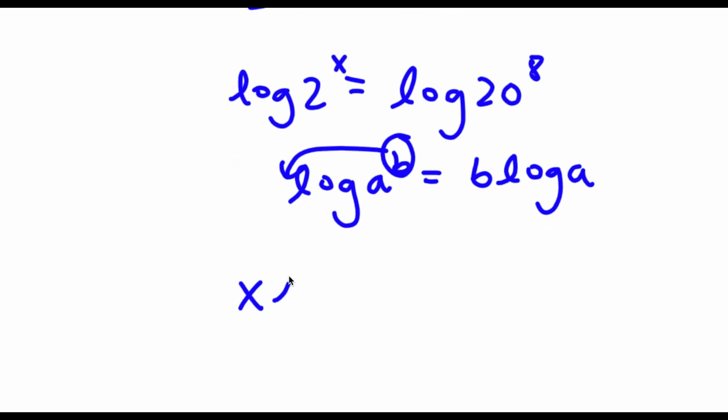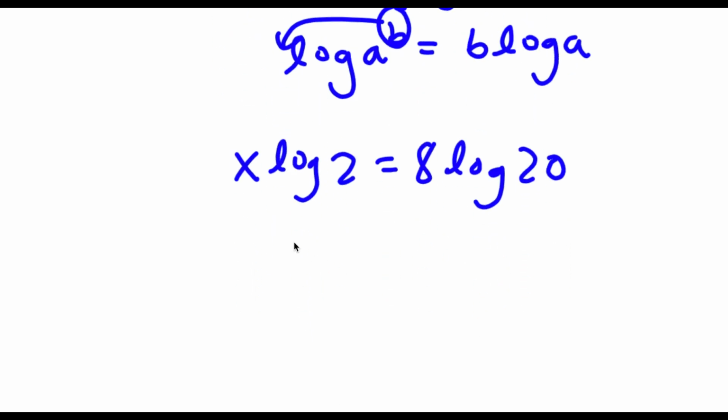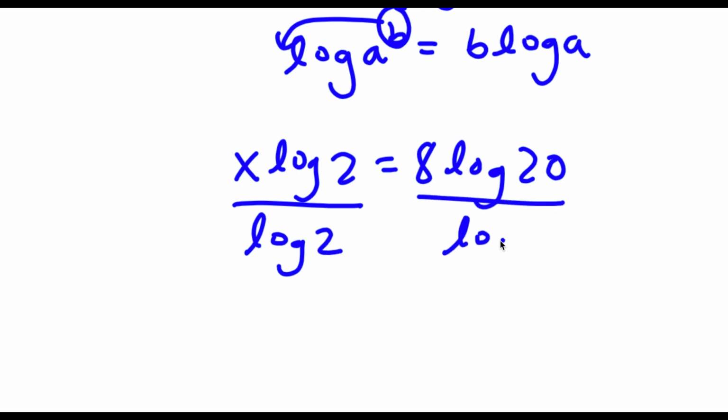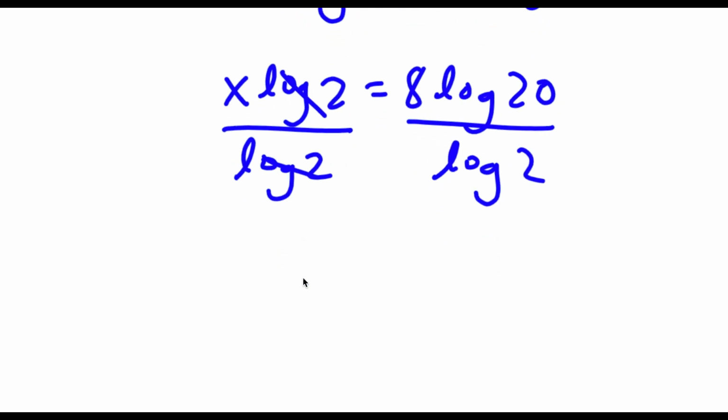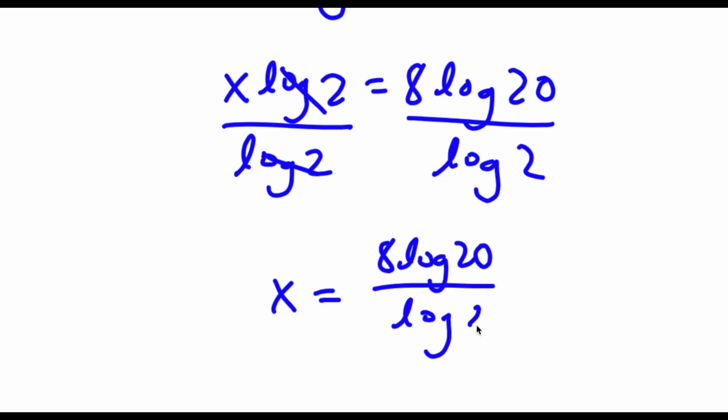So this is going to equal b times log a. So now I have x times log 2. I simply moved x to the front, and I'm going to do the same with 8. So then I have equals 8 times log 20. So now I'm going to divide both sides by log 2. So then these two cancel out, and now I'm left with x is equal to 8 log 20 over log 2.